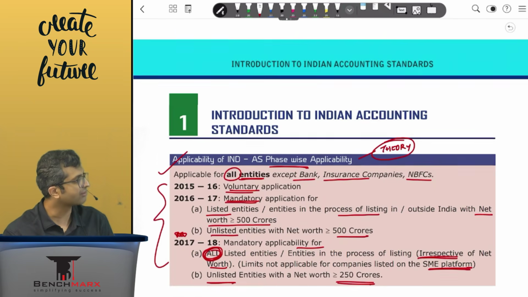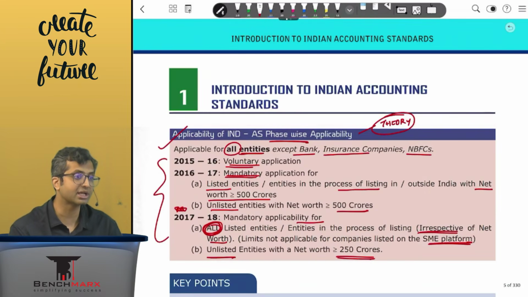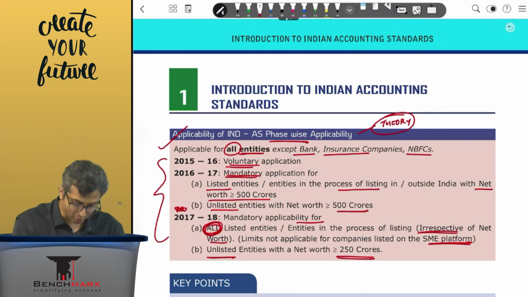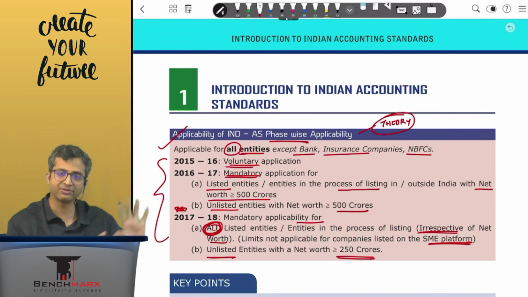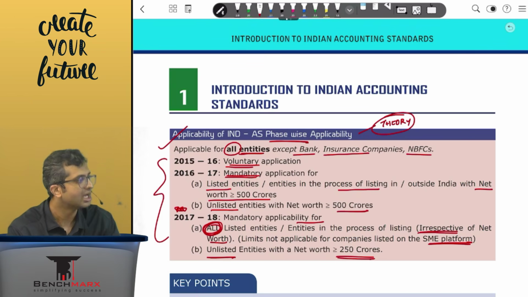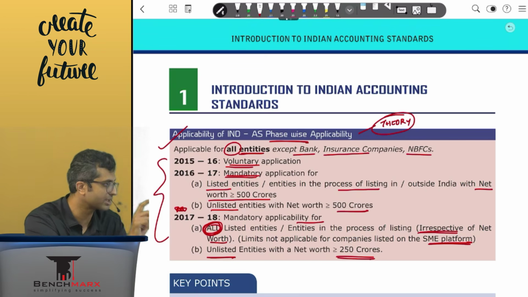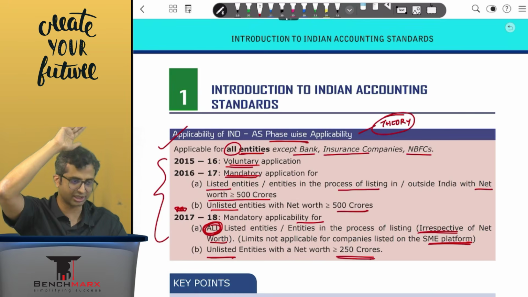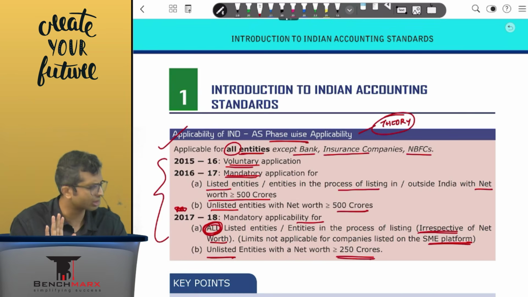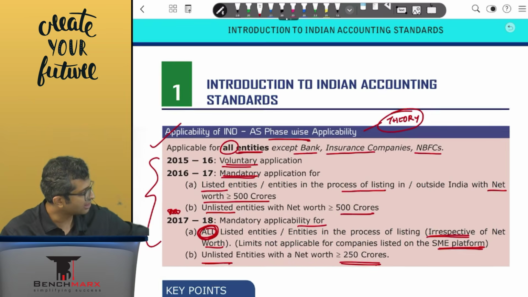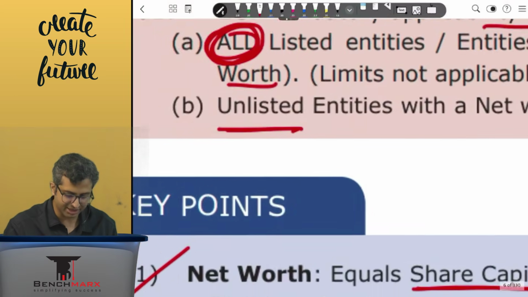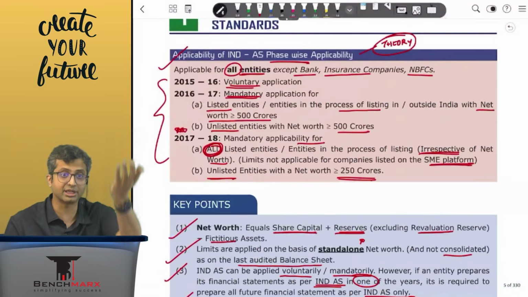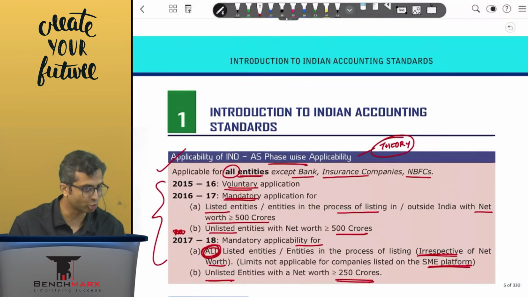But then, sir, why are we studying all of this? Because a theory question can come, like it came in the May 24 exam. Explain the roadmap for application. Then you have to write the entire roadmap. Roadmap is not just the latest map. It is the entire roadmap. Hence we are studying what it was in 16-17 and in 15-16. But if a numerical question comes, I am reasonably certain that you will not be asked for 16-17 or 15-16. You will be asked for your year only. So for a numerical question, this 17-18 is the only relevant part. But for a theory question, the entire roadmap may have to be written. Hence you should know both.